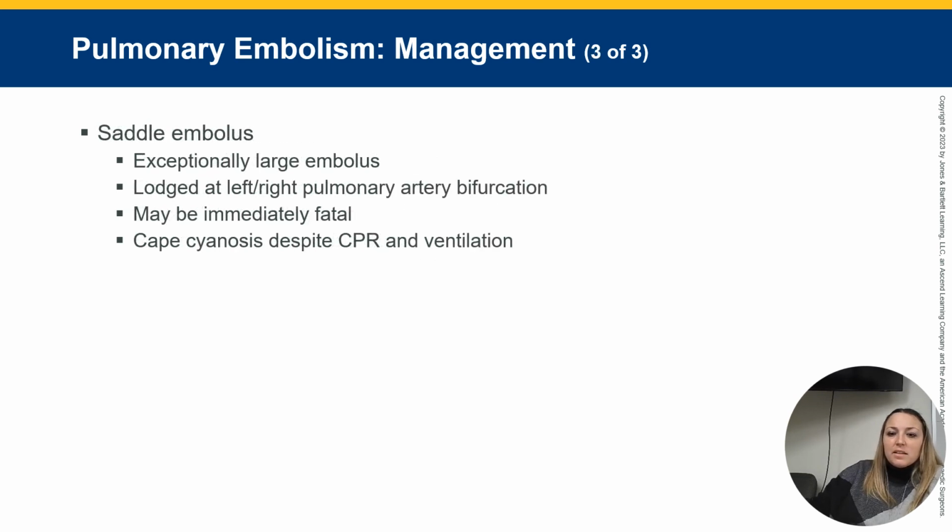And then saddle embolus. This is an exceptionally large embolus that's lodged right at the bifurcation of the left and right pulmonary artery, and it can be immediately fatal. If a big enough clot lodges right there, boom, there's nothing you can do. These patients have cape cyanosis, which is a deep cyanosis of the face, neck, chest, and back, despite quality CPR and ventilations with 100% oxygen. There's just not a whole lot you can do for these patients.